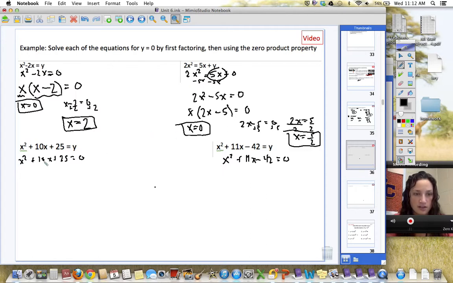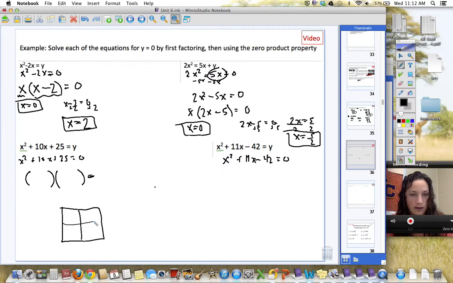For this one down here, it's already set. I can't pull out an x because this 25 doesn't have an x. So this is already a factored thing from my foiling. This is like reverse foiling, if that's what we want to call it. So one way that I like to do this is by making a little box to help me out.